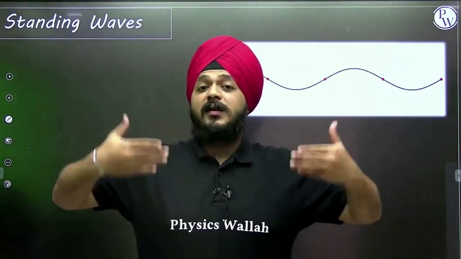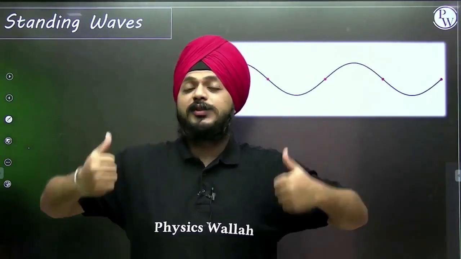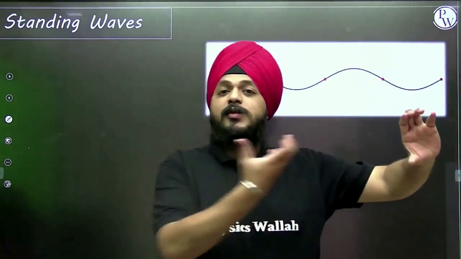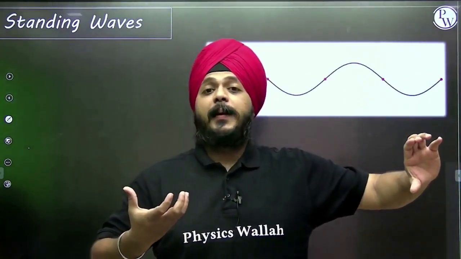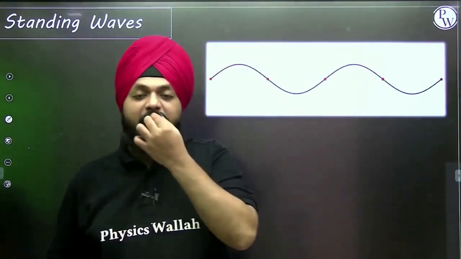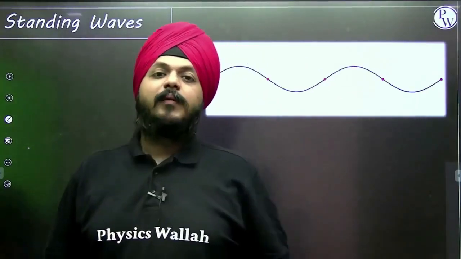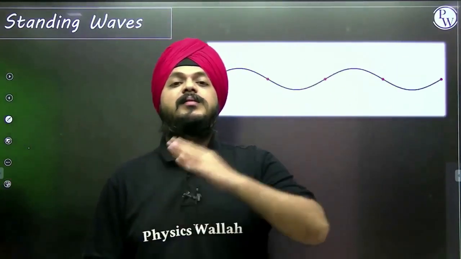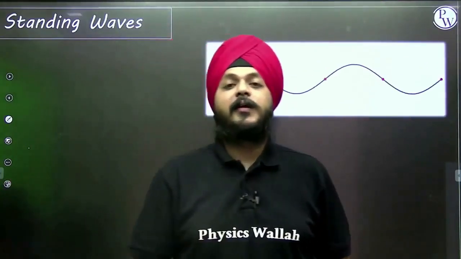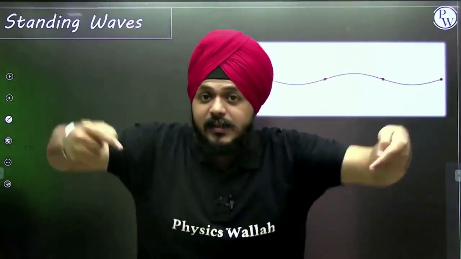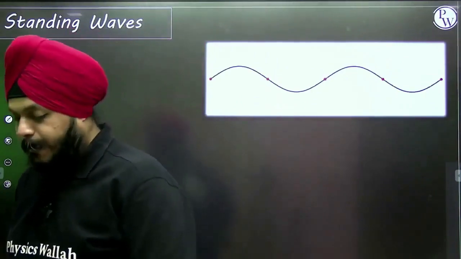So what happens here? Standing waves are produced. How? N numbers of waves are moving in front, N numbers of waves are coming back, getting reflected back. N numbers moving front, N numbers getting reflected back. Finally, they get superimposed, and as a resultant, standing waves are produced.